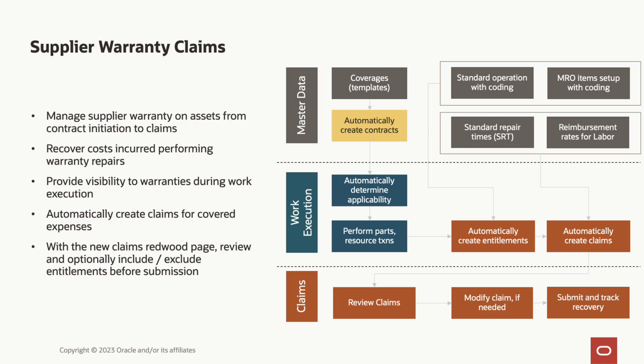When you execute warranty work, entitlements for covered expenses are automatically determined and added to a claim. The entitlements process also applies appropriate standard repair times, SRT, and labor rates to determine reimbursable amount, if applicable. You can now use the new Claims UI to review and quickly process warranty entitlements and track recovery.